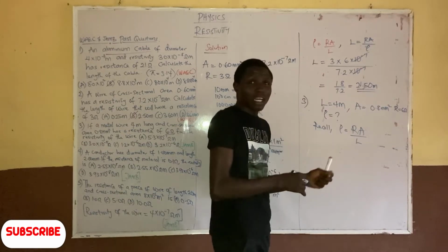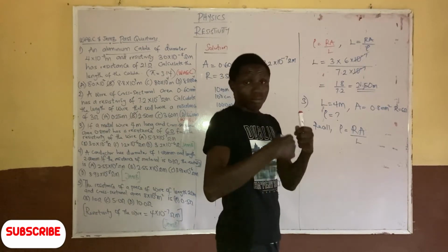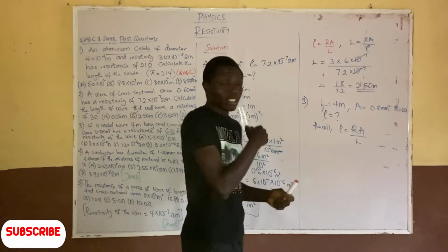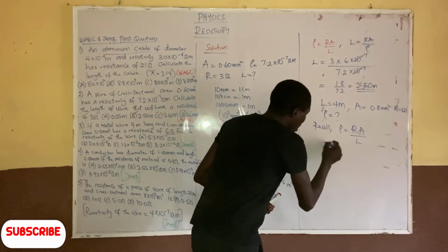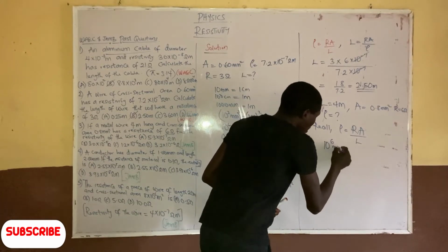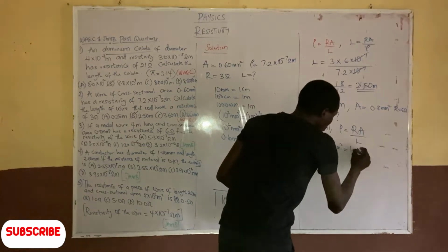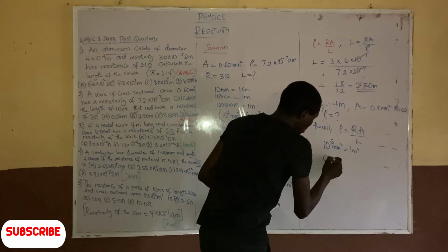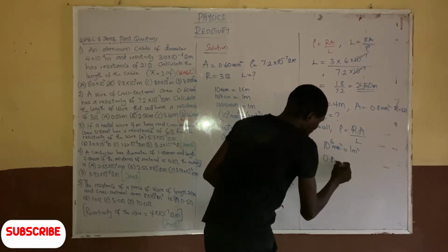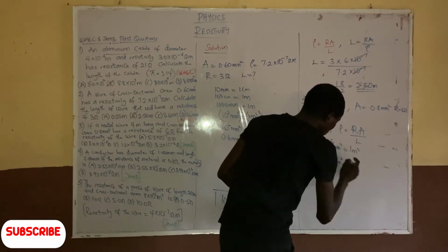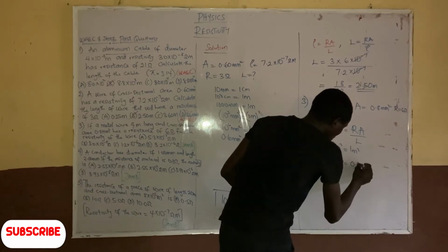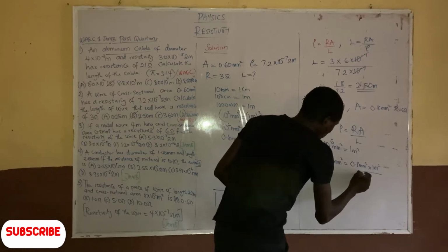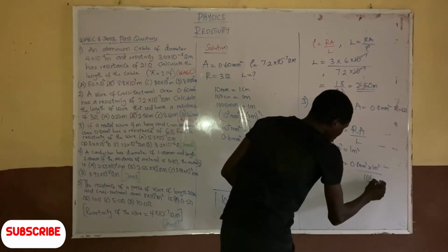So we have to convert the millimeter square to meter square. We were told in the previous example that 10 raised to power 6 millimeter square is equivalent to 1 meter square. Please don't forget about that. So we have 0.8 millimeter square multiplied by 1 meter square all over 10 raised to power 6 millimeter square.